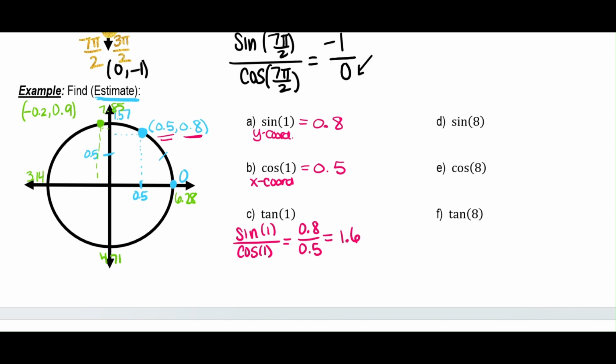So sine of 8. So go to 8, I did, and the sine is the y coordinate. So that'll be 0.9. Cosine of 8, that's the x coordinate, so negative 0.2. And tangent of 8 is going to be sine of 8 divided by cosine of 8. So that's 0.9 divided by negative 0.2. And again, if you're in a no calculator class, you leave it right there. No need to move forward. If you're not, then you would go ahead and divide it, and you would get negative 0.5. Excuse me, just kidding. Negative 4.5.